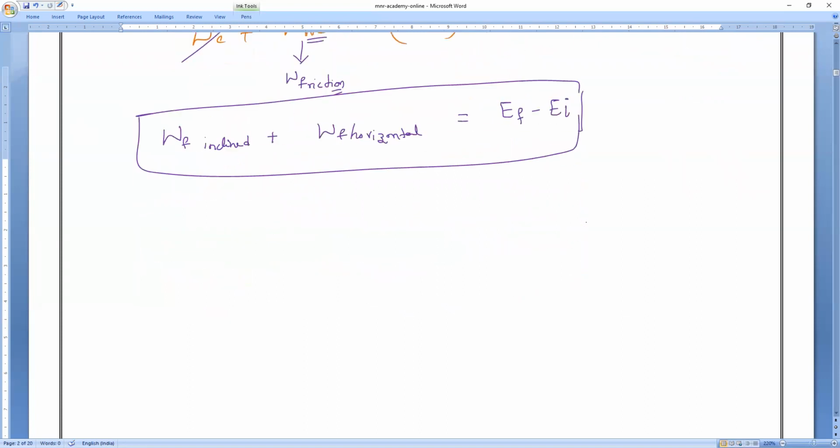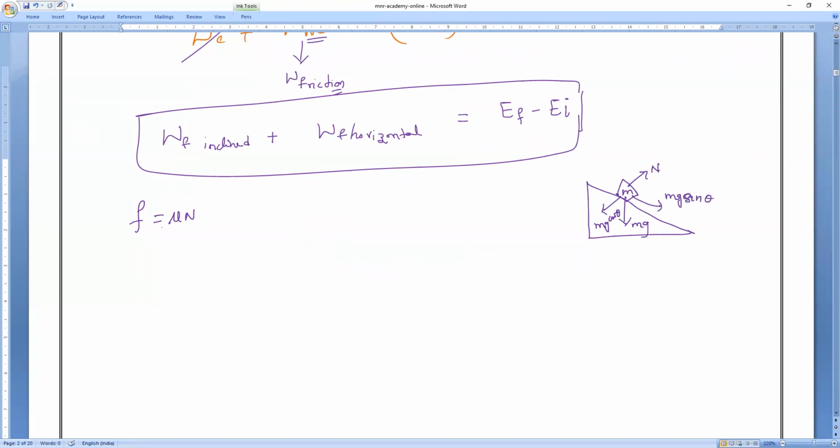Now we all know the friction formula is mu into N. First, let us see the inclined surface. For an inclined surface, the normal is equal to mg cos theta, since the weight acts downward. The component along the incline will become mg sin theta.